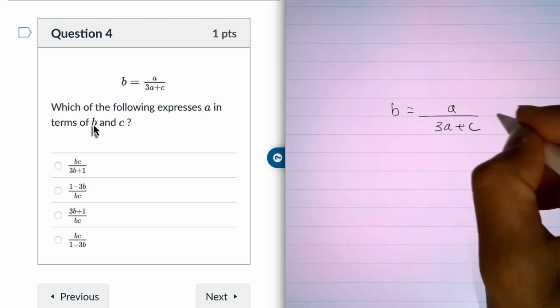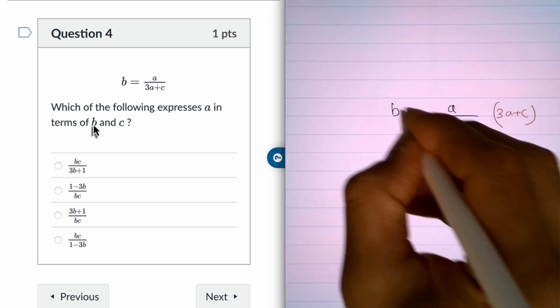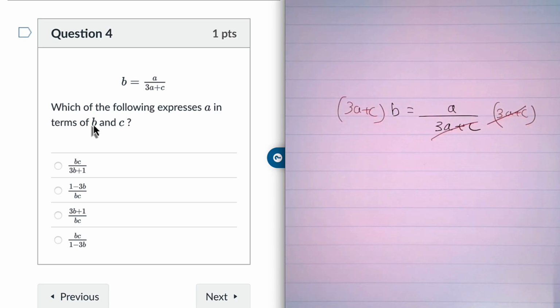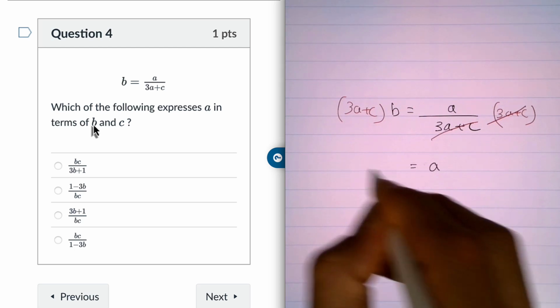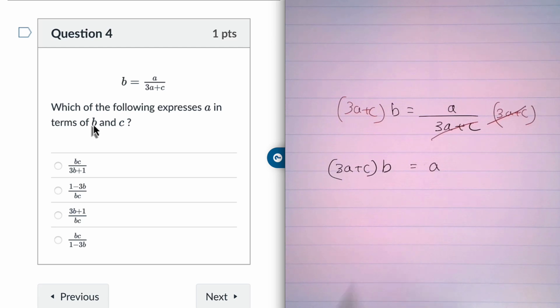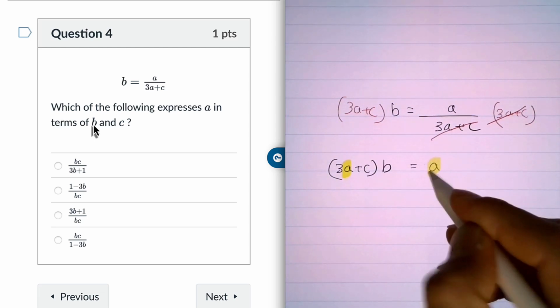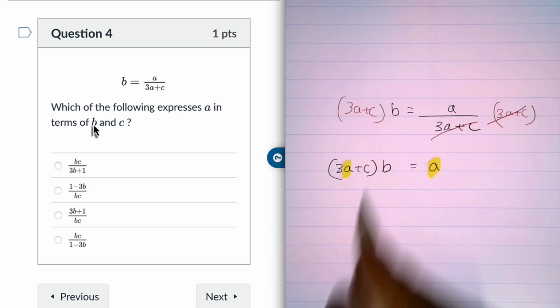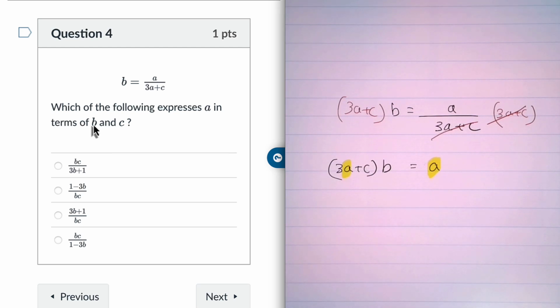Let's multiply 3a plus c on both sides, and these two can cancel. That leaves you with a and 3a plus c times b. We got two a's here. So you might wonder, how do I just find one a? The strategy is to distribute the b's and then combine the a's together on one side of the equation while the rest get kicked out to the other side. And then we're going to factor out a.